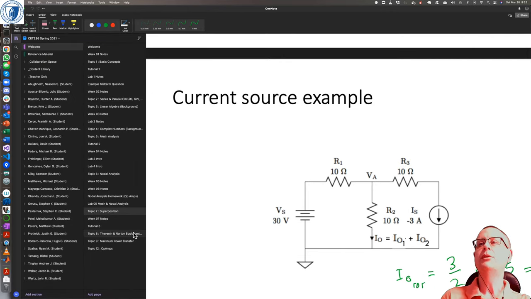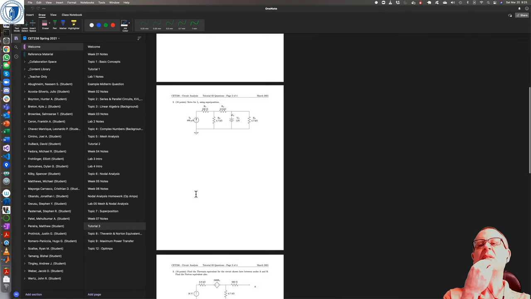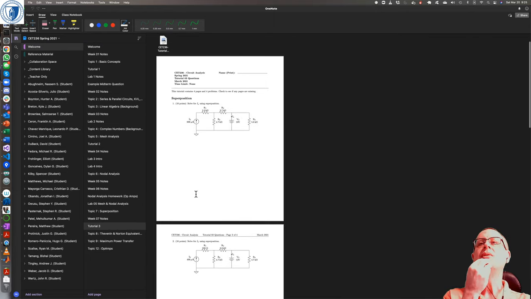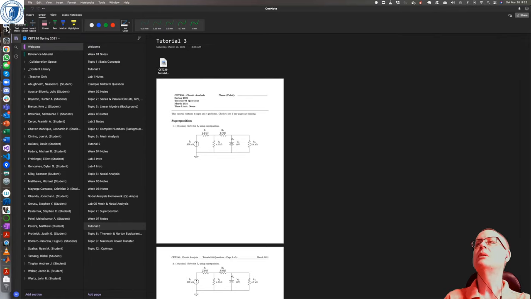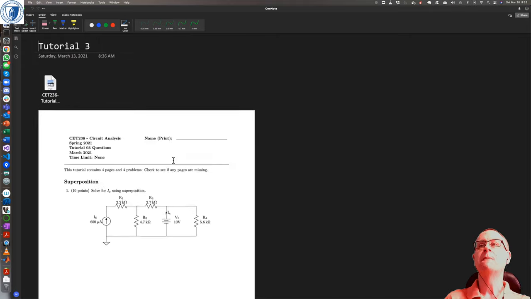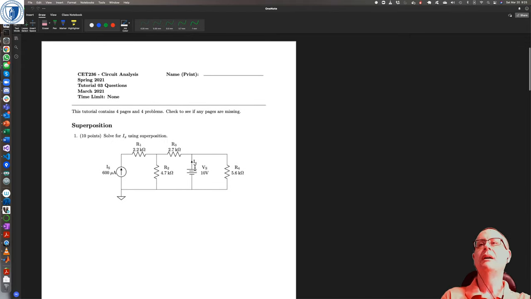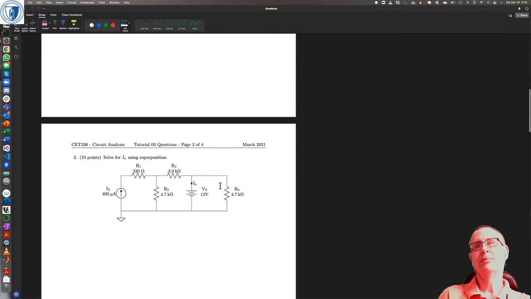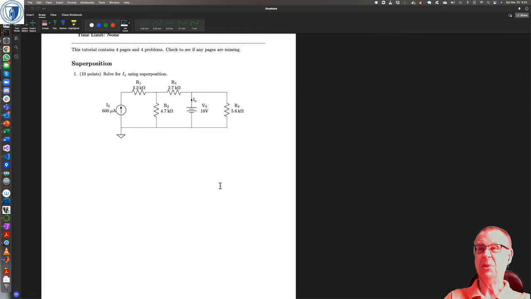So that was superposition. I won't do the tutorial yet. There's only two superposition questions here, but let's just have a quick look at the sort of question we might get. Right, so it's the same sort of circuit that we get with mesh analysis or nodal analysis, right? But the question is asking to solve using superposition, and there's a current source and there's a voltage source, and that's pretty much the same circuit, just some of the values changed, right?